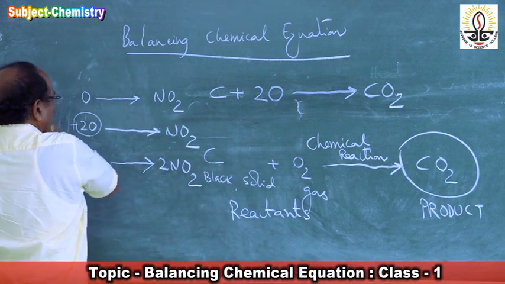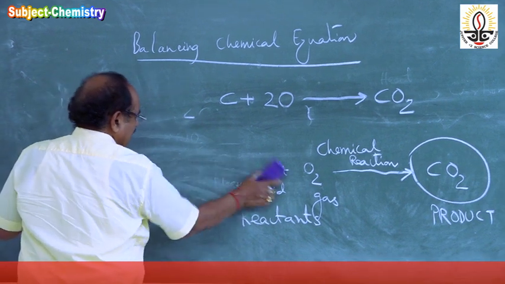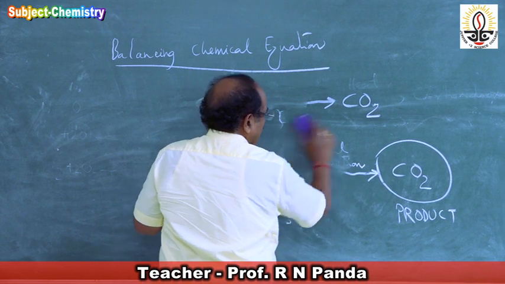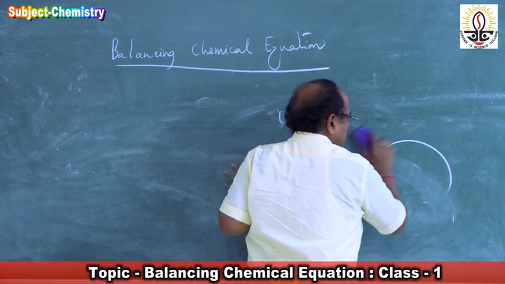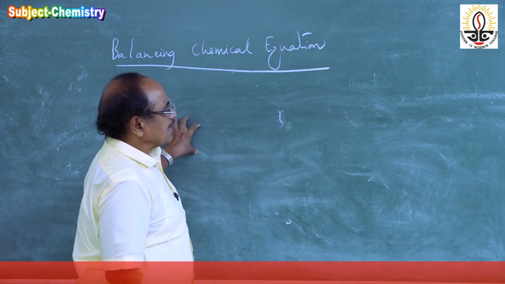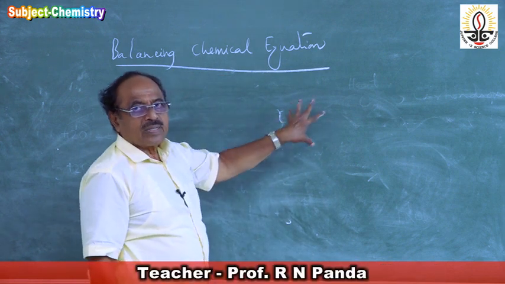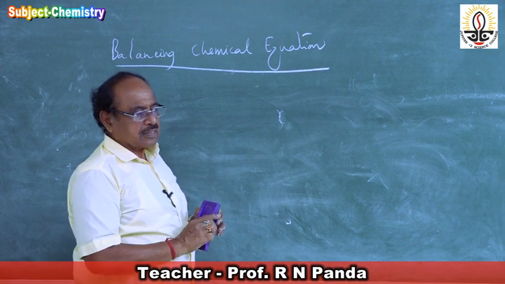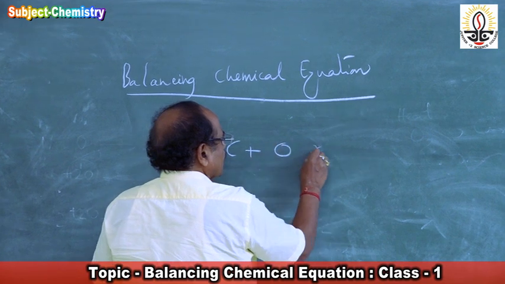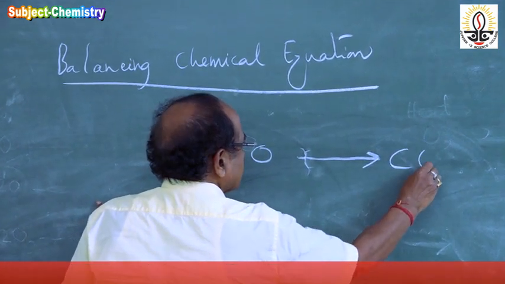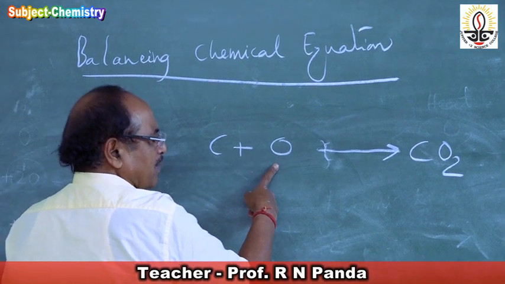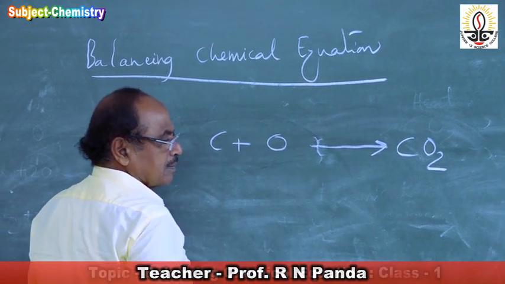So now, what is this balanced chemical equation? Because among reactants, there are some solids, some liquids, some gases. So when somebody sees that equation, he should understand what is the solid, what is the liquid, what is the gas. A simple example I am telling you. If I say carbon reacts with oxygen to form carbon dioxide, this is a skeleton equation. There is carbon, oxygen, and carbon dioxide.